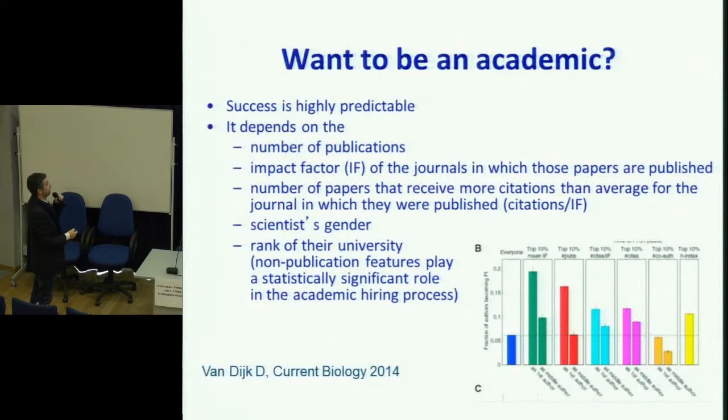And usually it depends on the number of publications, the impact factor of the journals, and that is important. The number of citations your paper receives, compared to the average for the journal in which it was published. So this is the number of citations of your paper, this is the impact factor of the journal, okay? And this ratio gives you an idea about how good your research is compared to the other average research published in a journal. If you are a top researcher, you will have this ratio pretty high.